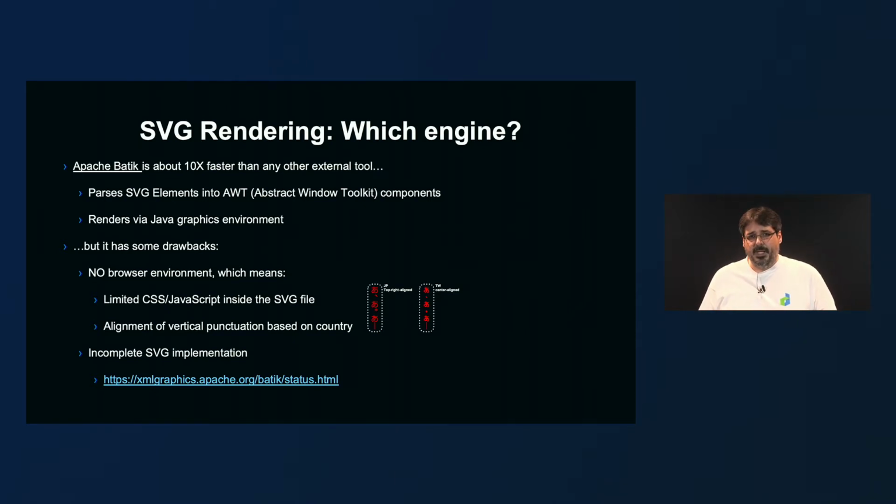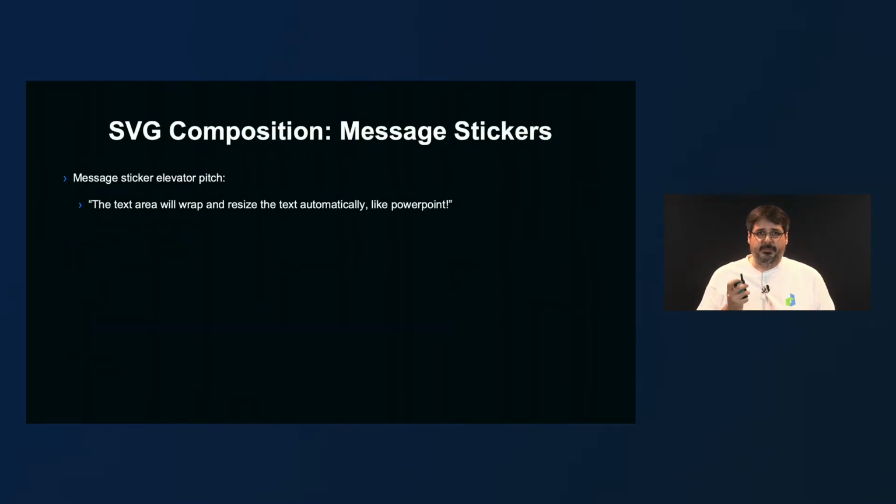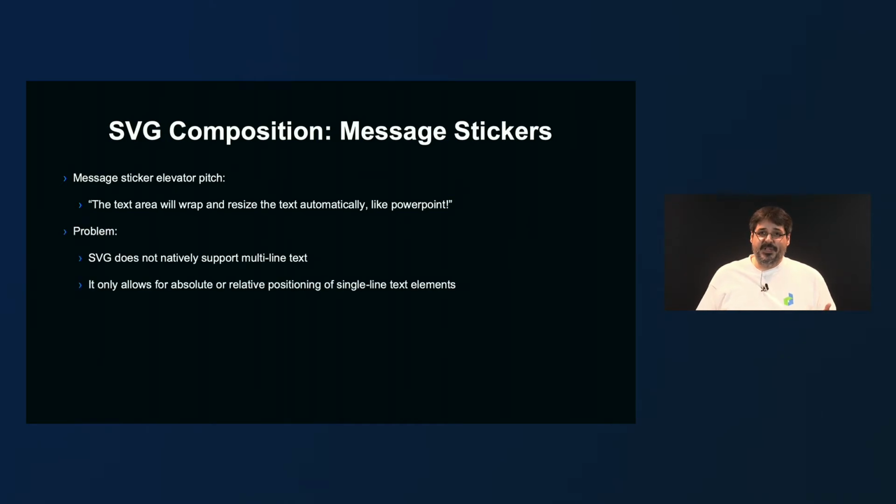So let's go back for a second and take a look at the initial idea for message sticker. The idea for message sticker was the text area will wrap and resize the text automatically to make it fit, just like PowerPoint does. The problem with that is that, well, SVG does not even support multi-line text. It only allows for absolute or relative positioning of single-line text elements. So, well, the only solution for us was to implement ourselves an algorithm to wrap, resize, and position the text elements so that they would fit the text area accurately.